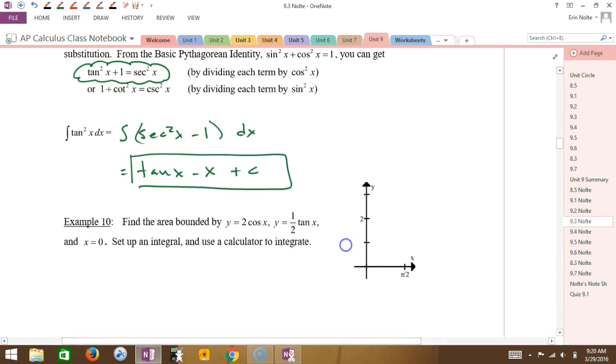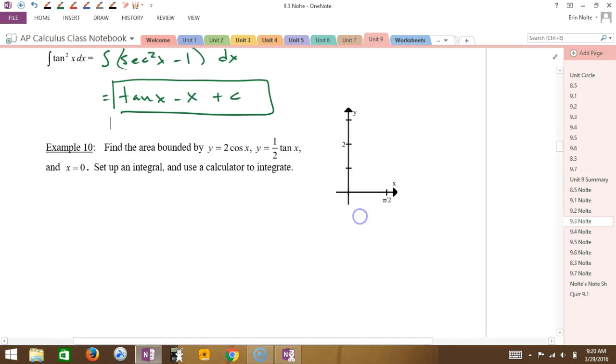All right, so example 10, this is the last one. So this is the type of question you would see on the AP test. This is the putting it all together. You're finding the area of the region. We did this before, but this time they're using 2 trig functions to do this. Okay, so let's start by drawing this. I think that this is not too hard.